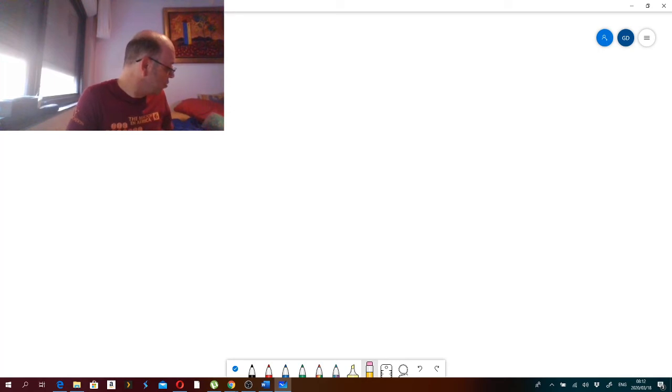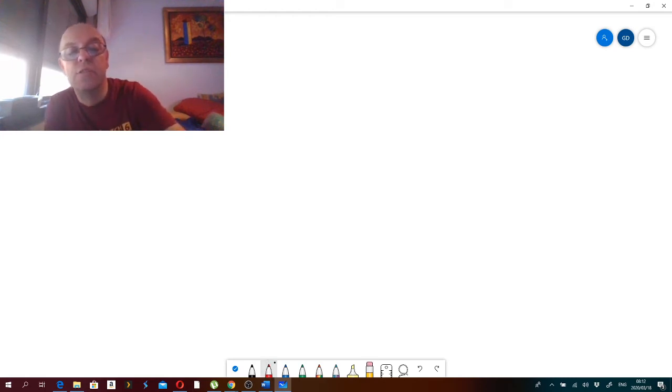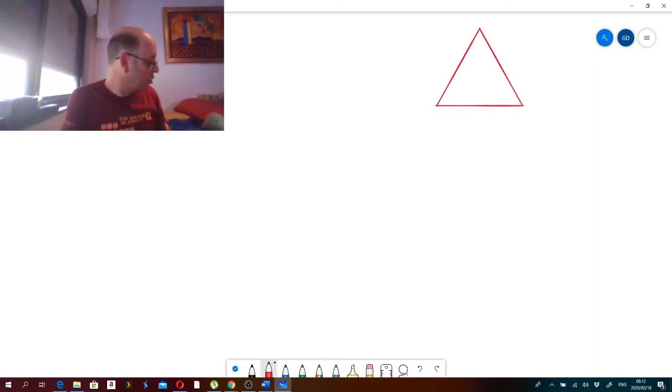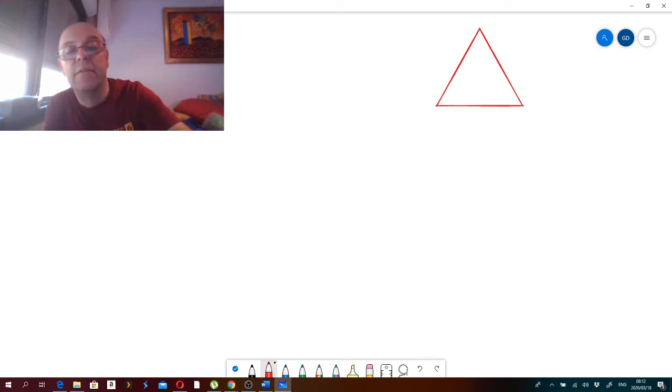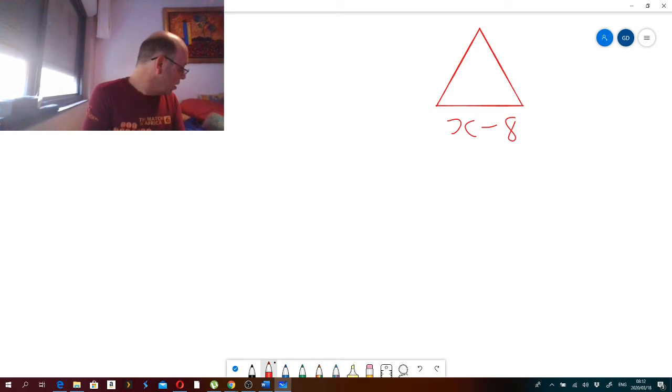I'm going to also do number 6 this time. So this one says a triangle has a base length of x minus 8. Let's draw ourselves a nice triangle here. Right, there we go. We've got a nice triangle in the top there. And it says the base length is x minus 8. Right, let's write that in here. X minus 8. Okay, so x minus 8 is our length.